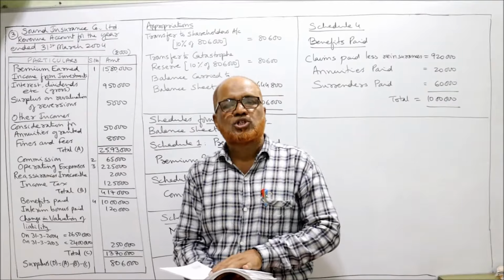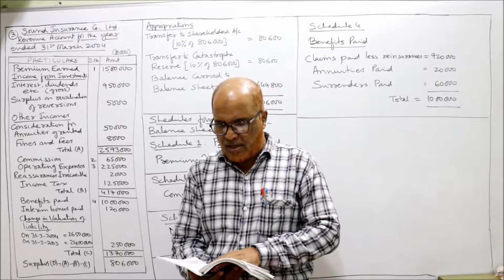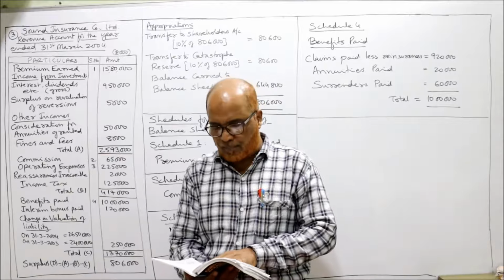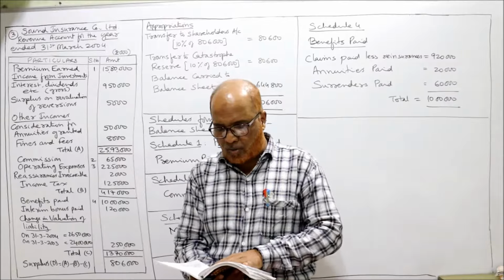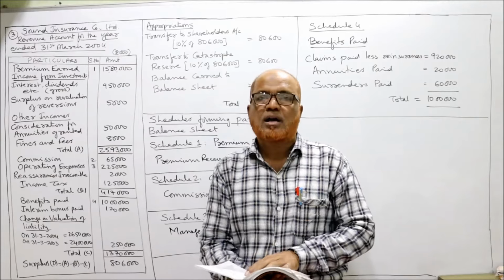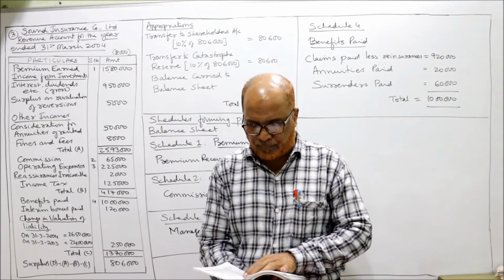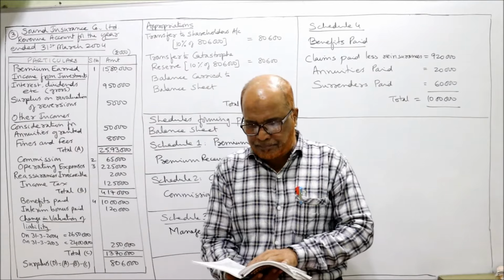Management expenses, schedule number 4, that is operating expenses. Annuities paid, schedule 4. Management expenses will come in schedule number 3. And annuities paid, schedule number 4, benefits paid. Commission, schedule number 2. Surrender, schedule number 4, benefits paid.